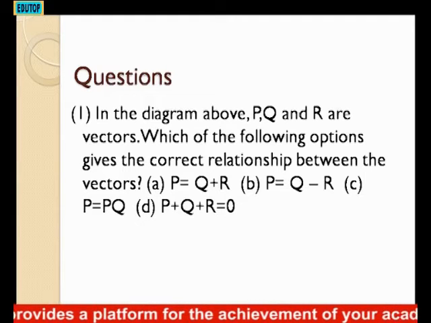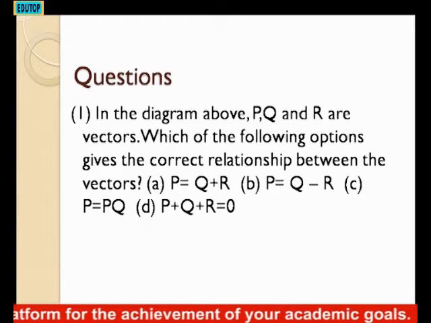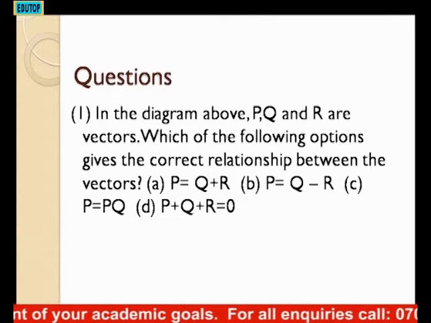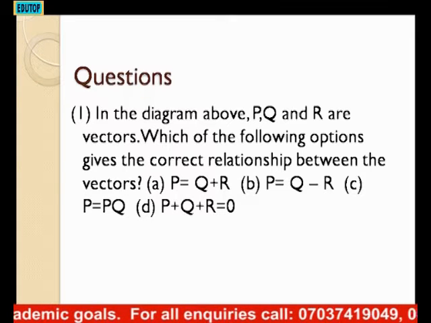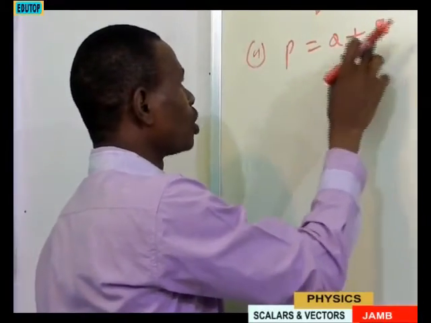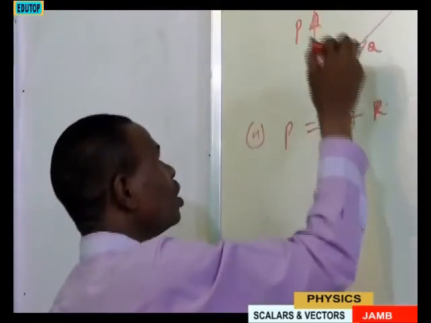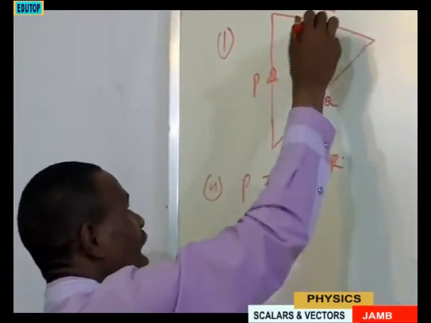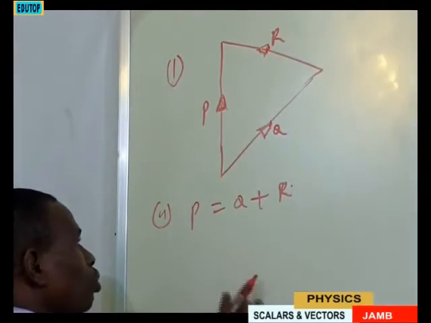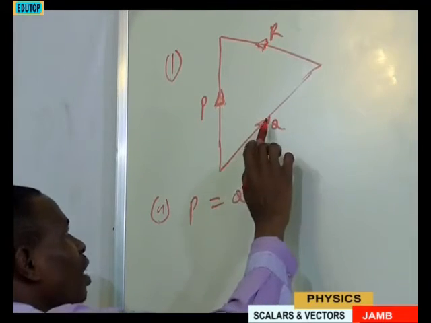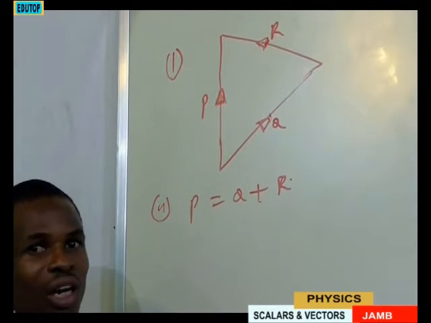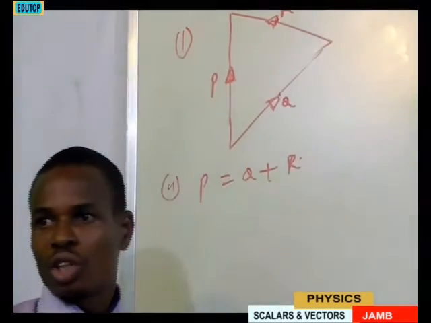Option A says P is equal to Q plus R. Option B says P is equal to Q minus R. Option C, P is equal to PQ. Option D, P plus Q plus R is equal to 0. The right option is option A, P is equal to Q plus R. P is the resultant. The other two vectors are the vectors operating to give the resultant P. So by the time we add vectors Q and R together, it will give us the resultant vector P. And the right answer there is option A.